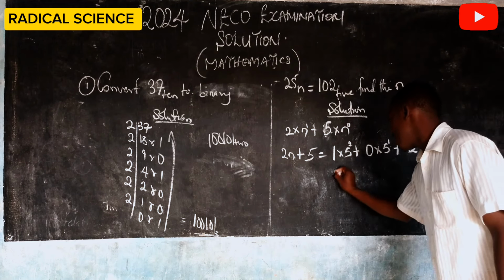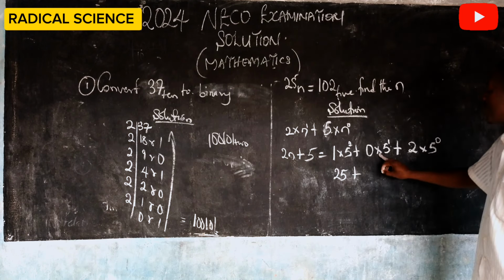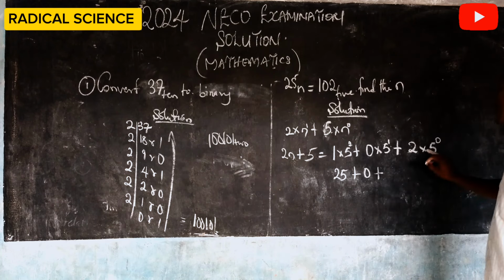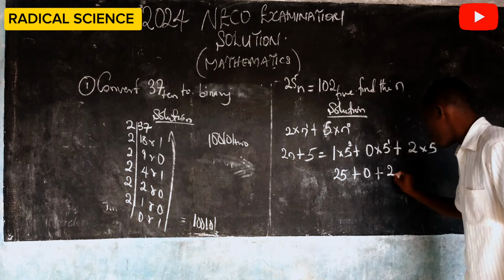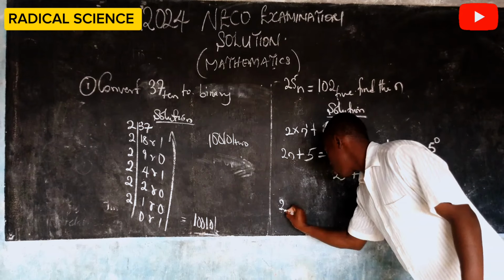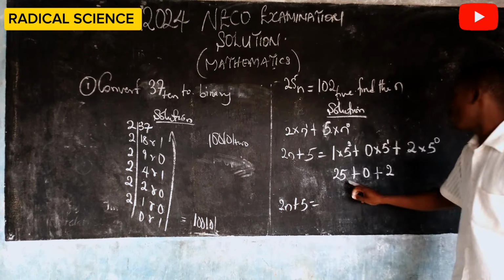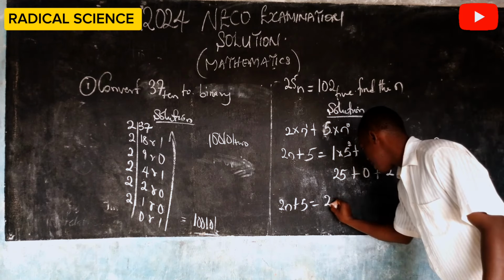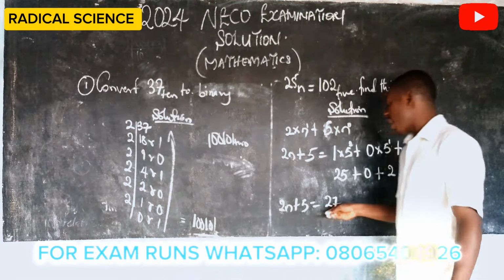We have 1 times 25 is 25, plus 0 times 5 raised to power 1 is still 0, plus, as usual, any number raised to power 0 is 1, so 2 times 1 is 2. Therefore, what I have is 2n plus 5 is equal to 25 plus 0 plus 2, which is 27. Now I've gotten a simple equation.